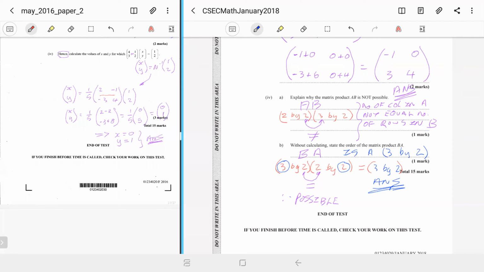3 rows, 2 columns. That's the order of the matrix. In fact, may I spell it out? 3 rows by 2 columns. Tell him everything, so he can't say anything. If you put 3 by 2, I'd still give you the marks, but spell it out so everybody understands. Everybody understand that question?